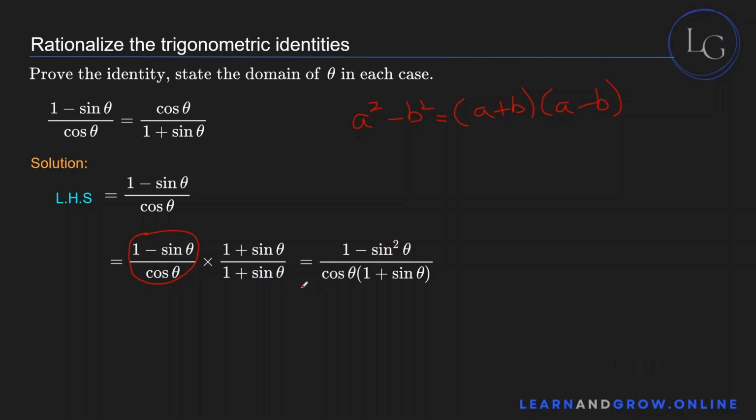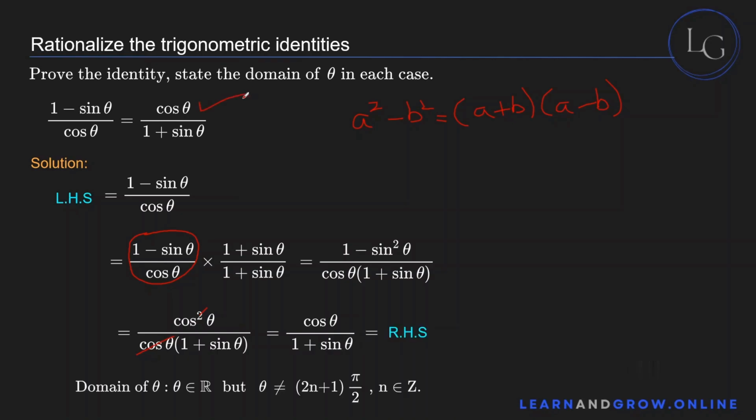And in the denominator, cos theta is just being multiplied with 1 plus sine theta. And 1 minus sine square theta is equal to cos square theta, using the identity that cos square theta plus sine square theta is equal to 1. So cos square theta is equal to 1 minus sine square theta. So you have this now. And what you can do is, one of the cos square thetas will be cancelled: cos square theta over cos theta is equal to cos theta. So you can cancel out this cos theta and get cos theta over 1 plus sine theta, which is the right hand side.